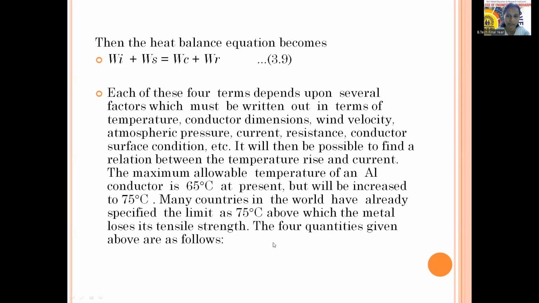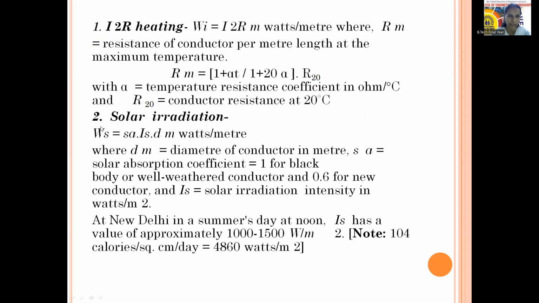The four quantities given above are as follows. These four quantities we are going to see actually. This I square R heating is visible. First point, screen is visible? Yes. Ankita, screen is visible. There is Shraddha. Yes, screen is visible or not?